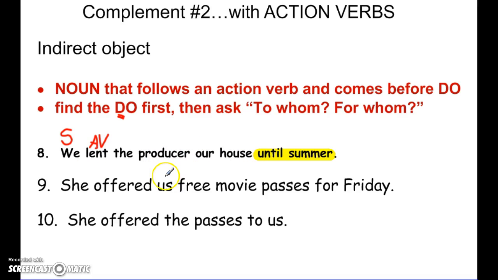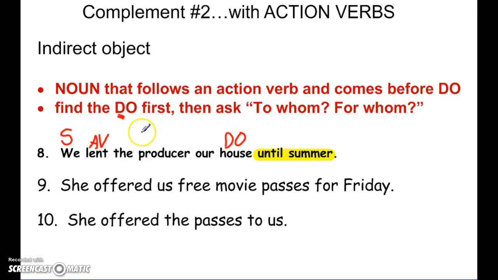Now, I've got a couple of things. I could say we lent the producer. But if I think about the meaning of that sentence, that doesn't really make much sense. You can't lend a person like that. We can lend our house. So house must be the direct object.